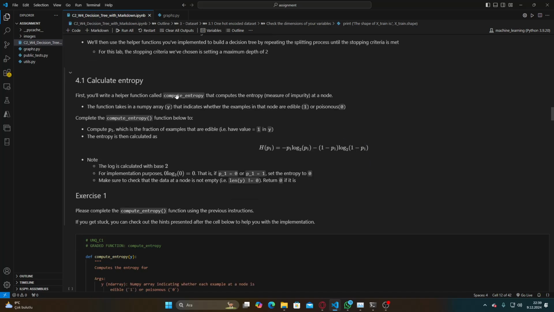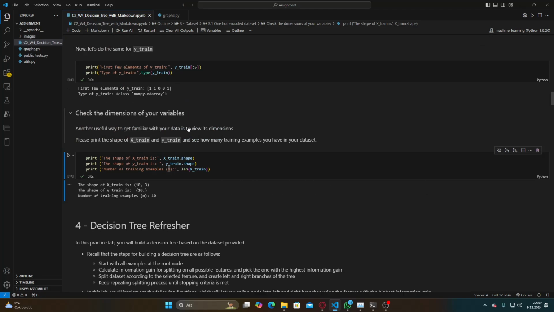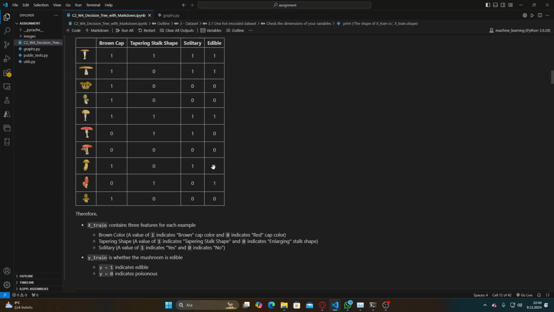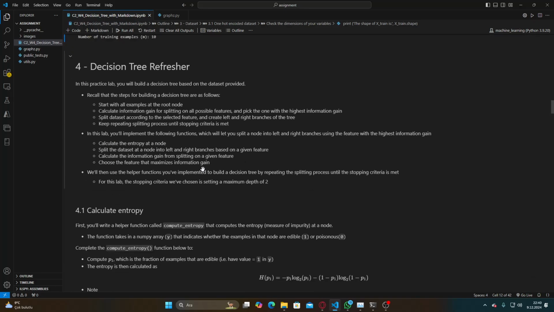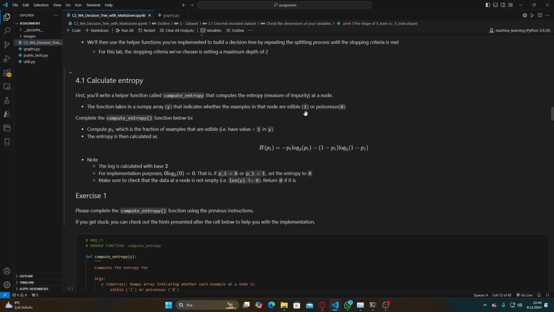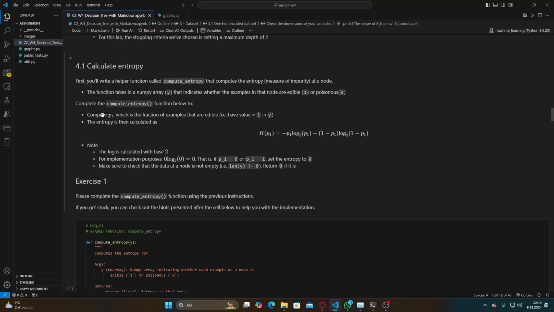Compute entropy: compute the entropy measure of impurity at a node. The function takes a numpy array, y, and the values are 1 for edible or 0 if it is poisonous. So it's like edible or not edible. You can assume it's like this one.